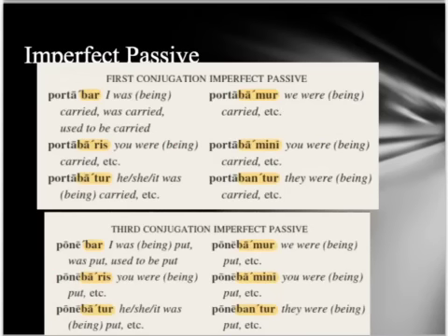So in the imperfect, again, the stem vowel stays the same, and you just change the BAM to a BAR, BAS to a BARIS, BAT to a BATUR, BAMUS to a BAMUR, BATIS to a BAMINI, and BANT to a BANTUR. This is the same for all conjugations. And remember, in the imperfect, the only thing that changes is the ending, not the stem vowel.